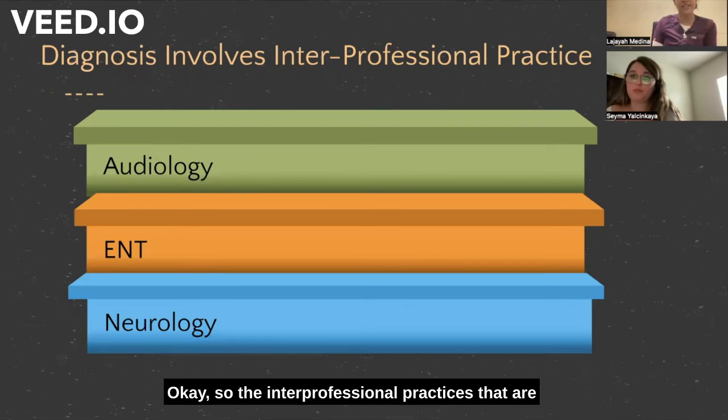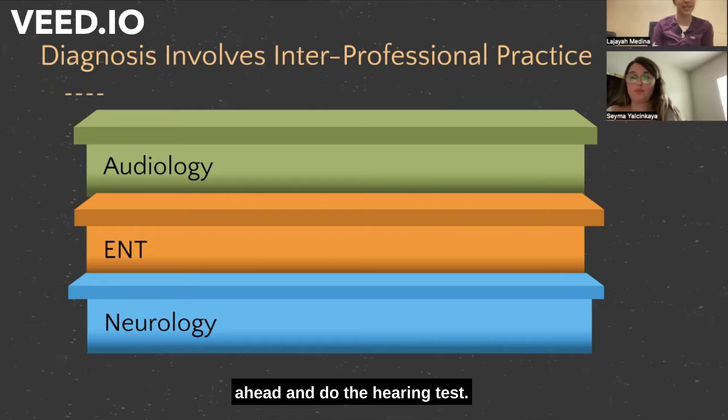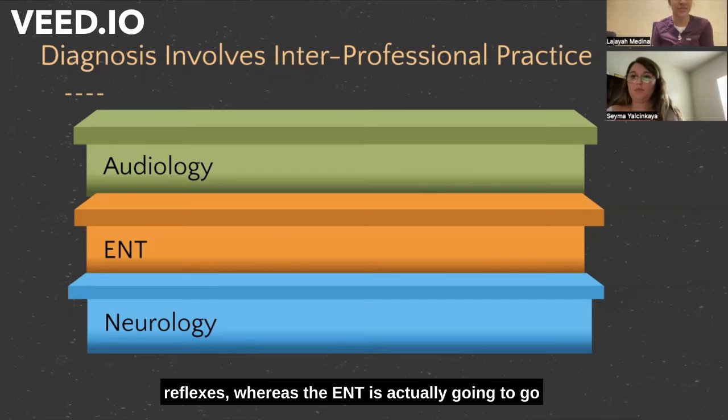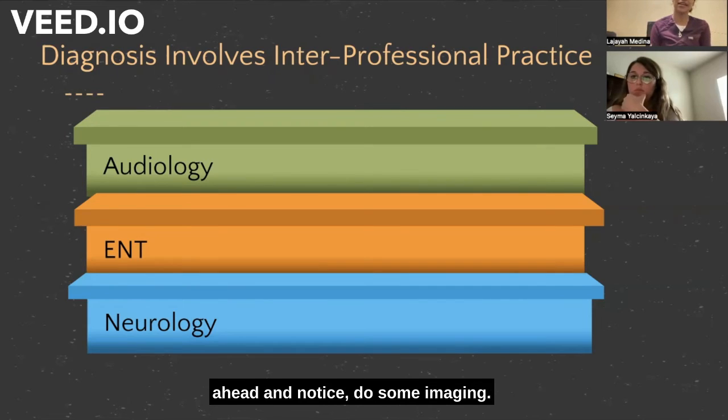Okay, so the interprofessional practices that are involved are usually the audiologist, who does the hearing test. With the hearing test, we know that we're going to do pure tones, otoscopy, tympanometry, and acoustic reflexes, whereas the ENT is going to do some imaging. They're going to perform surgery if necessary.